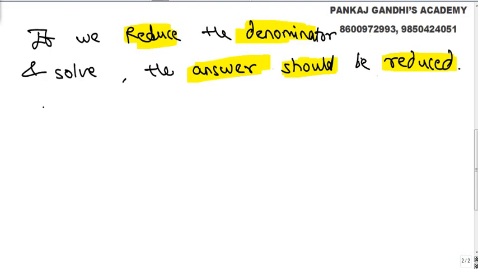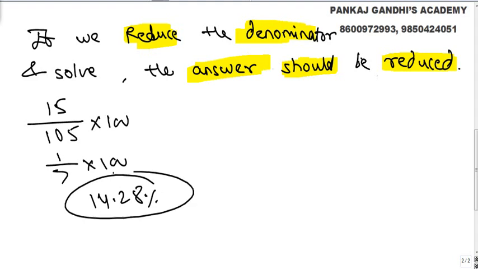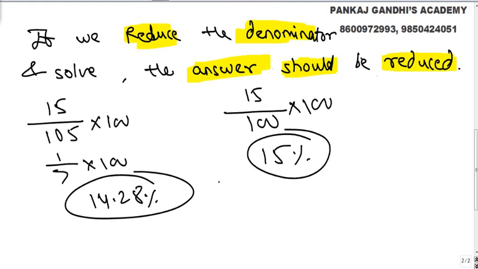For example, let's say if it's asked 15 by 105, we know it's 1 by 7, that is 14.28%. But if someone solves it by making it 100, we have reduced the denominator and we have solved it. To get the actual answer, this answer should be reduced.